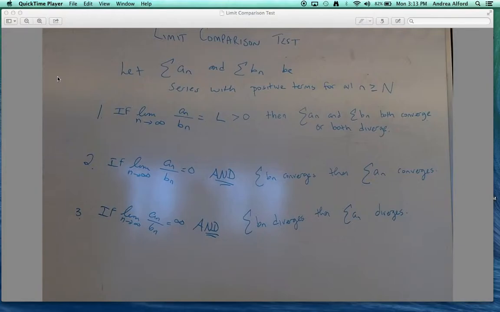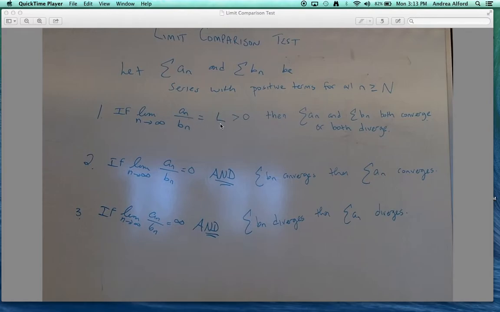The limit comparison test is really useful when you can't use the direct comparison test and integrating would be a pain. So suppose we have two series with positive terms for all n greater than or equal to N. Again, that means that from some point on, all the terms are positive. We can always take off the first 100 terms or 1,000 terms because the sum of 100 things or 1,000 things is finite. So then we look at the limits of the sequences inside.